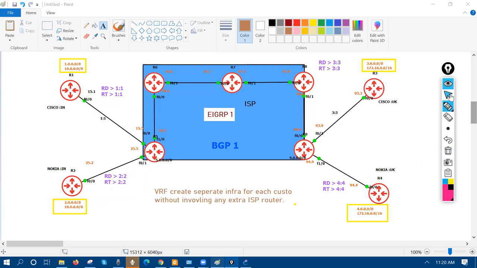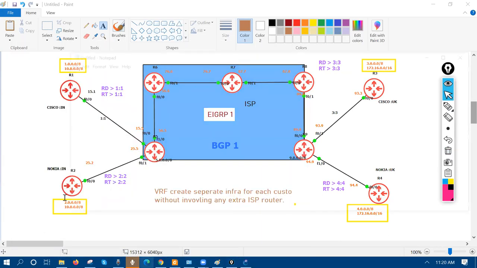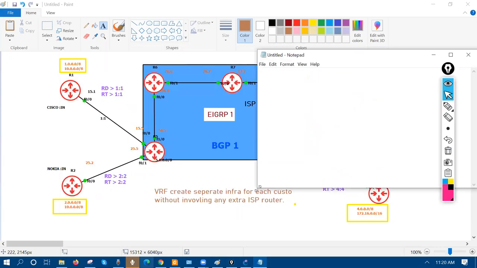Same thing, I'm going to create one VRF for this guy. Let me write down the steps. Step 4, MPLS VPN configuration. Guys, just pay attention. It's a huge configuration, so please focus on this. Step number 1, configure IP addresses, the first step. Step number 2.